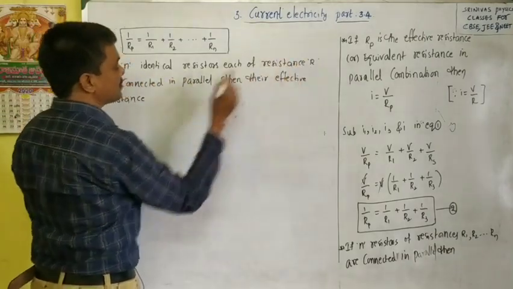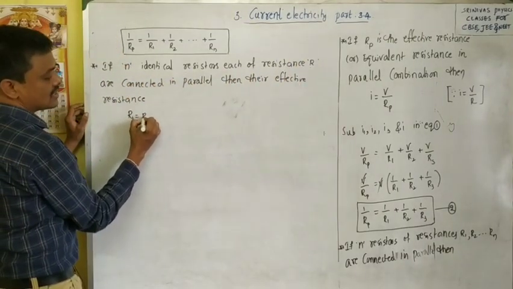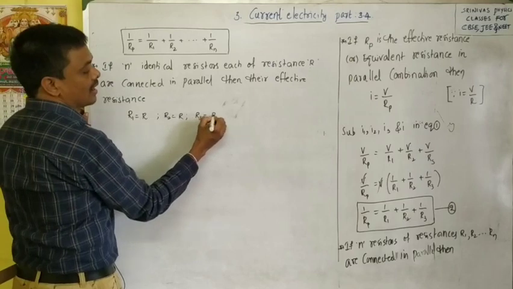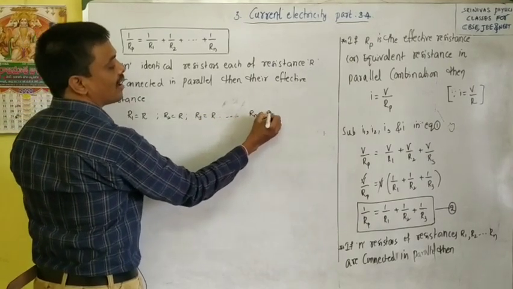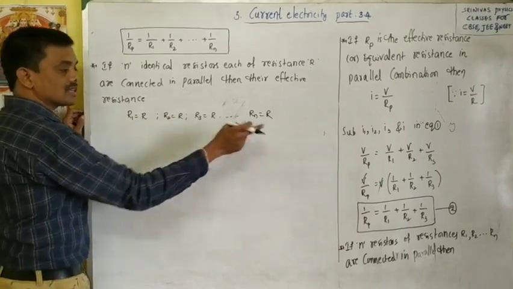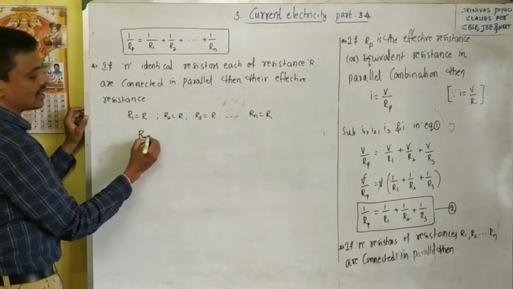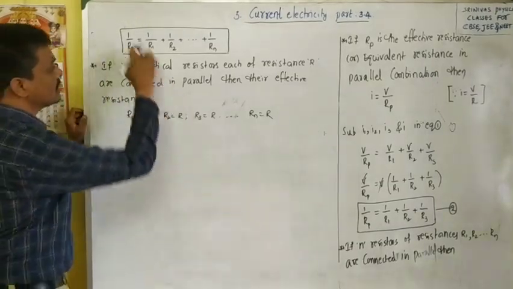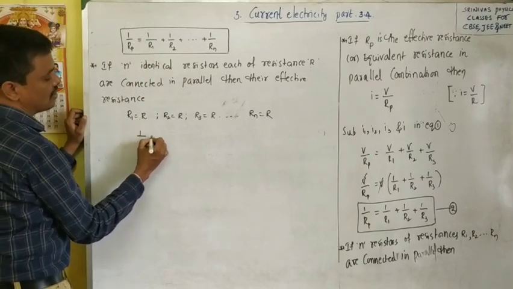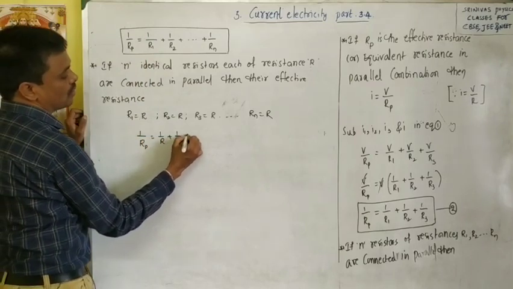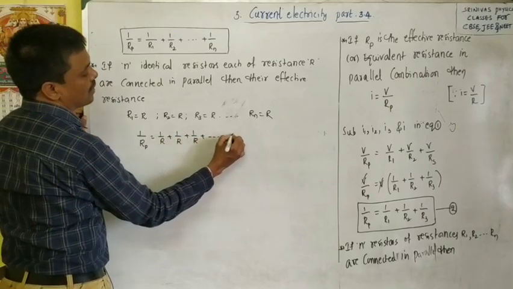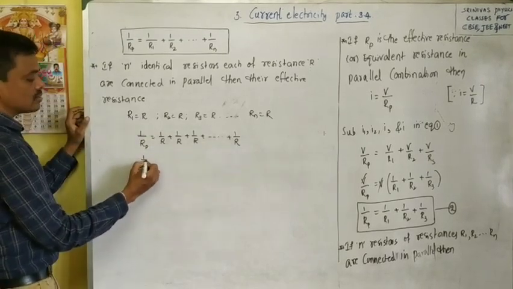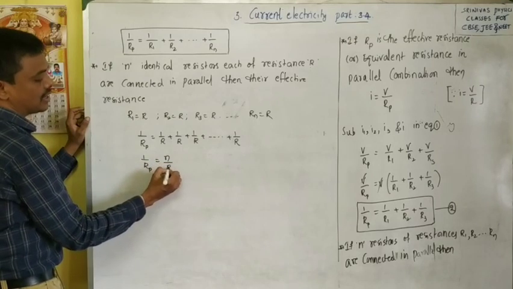If n identical resistors each of resistance R, all are identical, then the first resistance R1 is R, R2 is R, R3 is R, and so on, Rn is also R. Then the effective resistance is Rp. We have the formula 1 by Rp is equal to 1 by R1 plus 1 by R2 plus 1 by R3 and so on up to 1 by Rn. All are R, and these are n terms. If you add n terms, we get n by R, that is n into 1 by R.